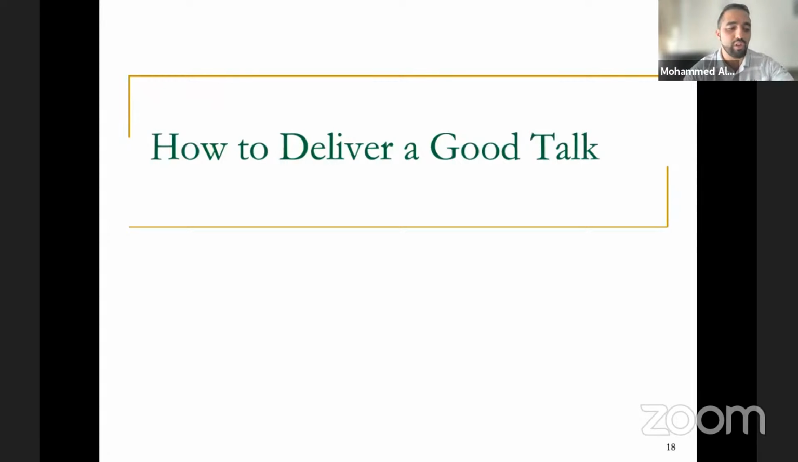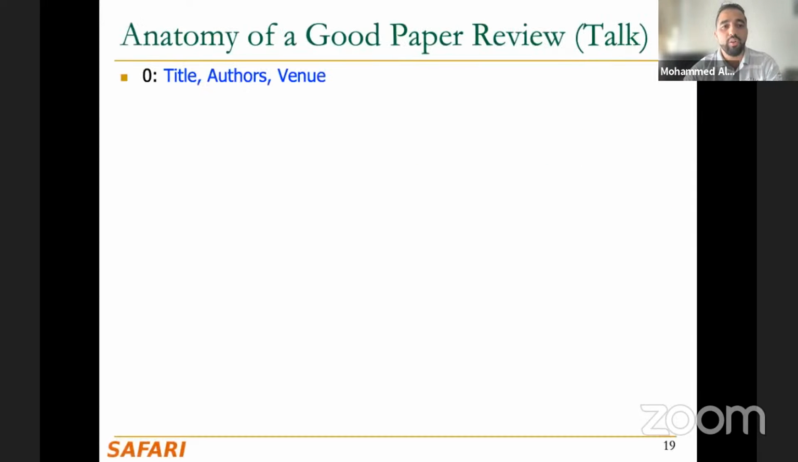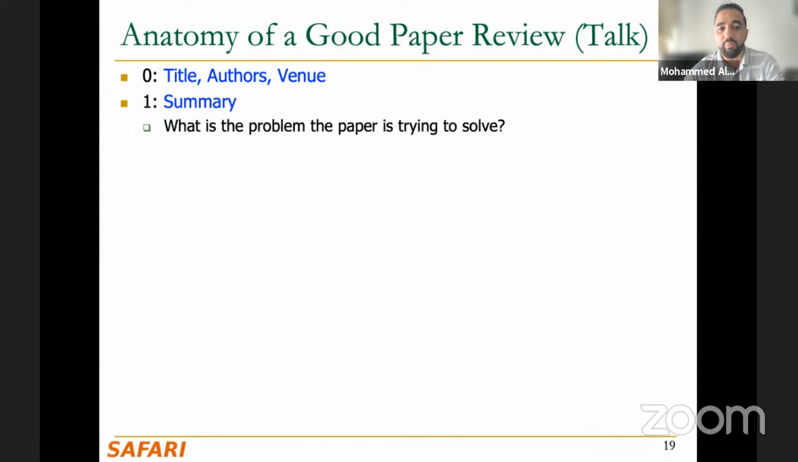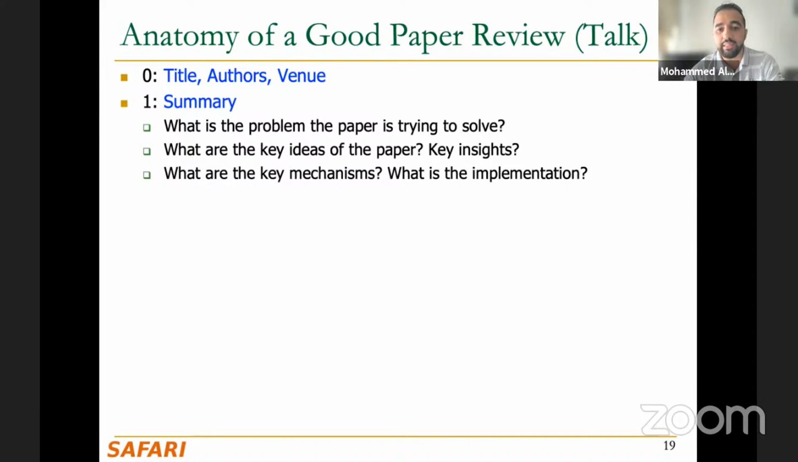Okay, how to deliver a good talk. So first thing, you need to prepare a slide about the title of the paper you are presenting, the author list, and the venue where this paper was presented. And then you start with the executive summary. What's the problem that the paper is trying to solve? What are the key ideas of the paper, the key insights, and the key mechanisms? What is the implementation and the key results? That is in one slide.